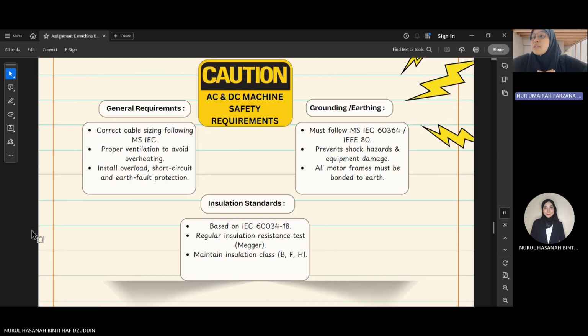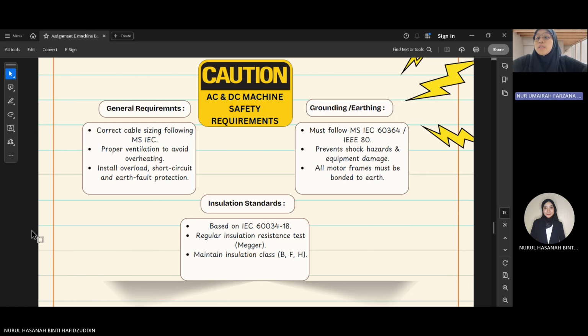Both AC and DC machines must meet general safety requirements. This includes correct cable sizing, adequate ventilation, and installation of overload and fault protection devices. Grounding is very important and must follow MS IEC 60364 or IEEE 80 standards to prevent electric shock and equipment damage.